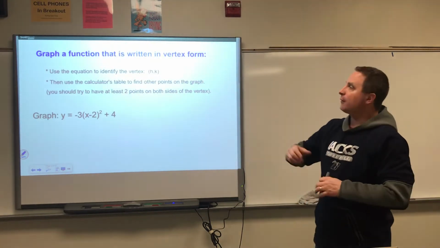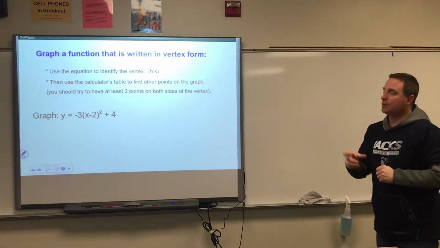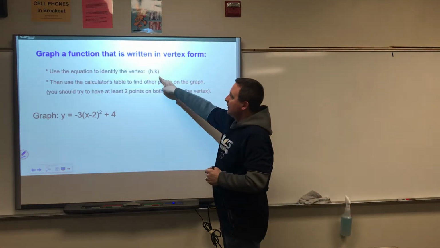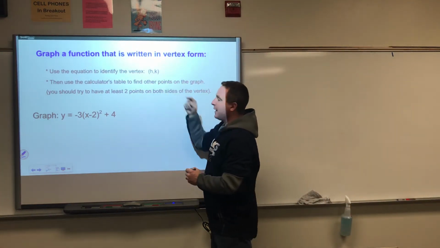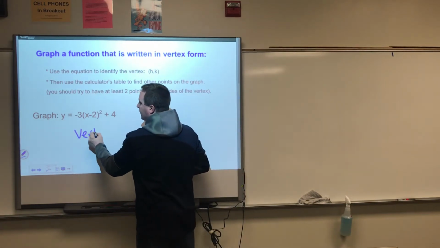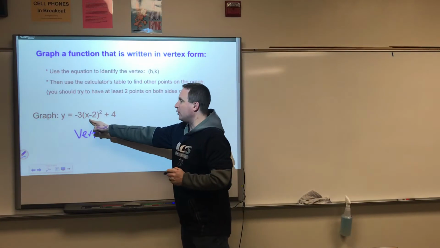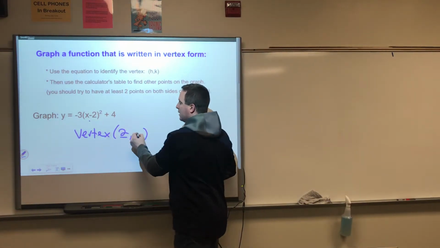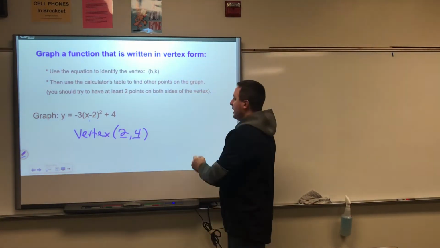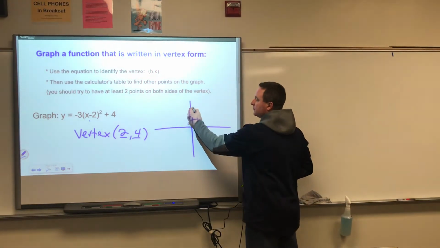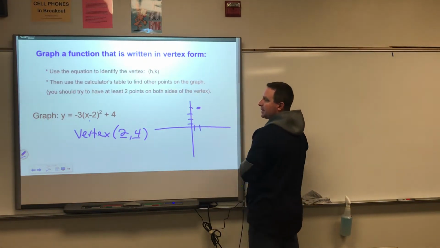All right, and here's how we're going to graph an equation once it's in vertex form. We're just going to take a look at one of these. There's an equation, and we're going to use that equation to identify the vertex. This one does indeed have an h and a k. It's over 2, right 2, up 4. So if I was to make a sketch, or if I was to use my graph paper, it's going to be right there. There's my vertex.